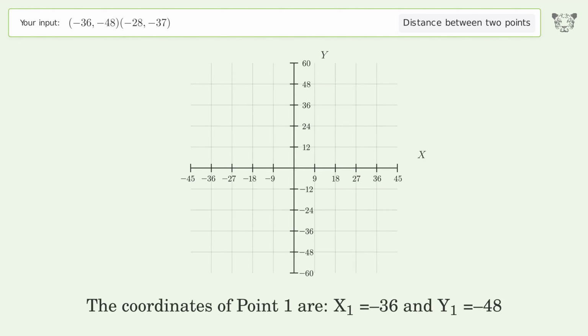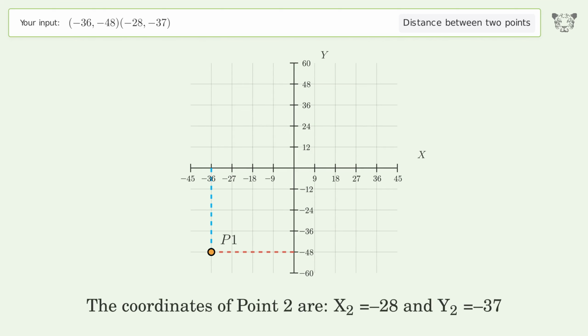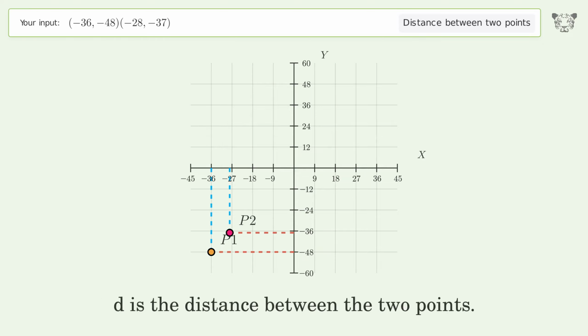The coordinates of point 1 are, x1 equals -36 and y1 equals -48. The coordinates of point 2 are, x2 equals -28 and y2 equals -37. D is the distance between the 2 points.